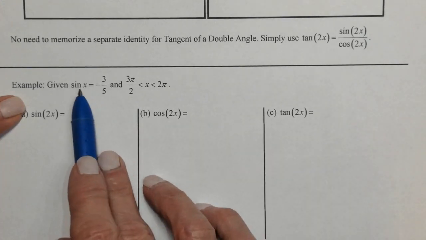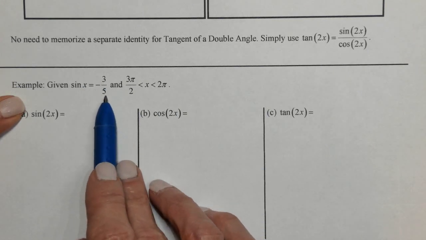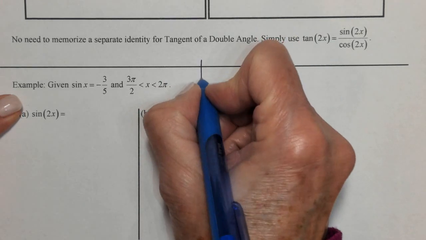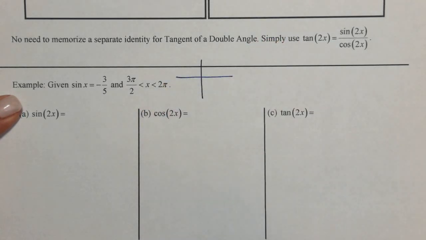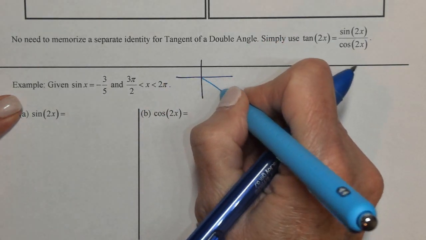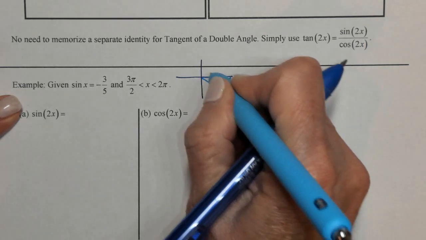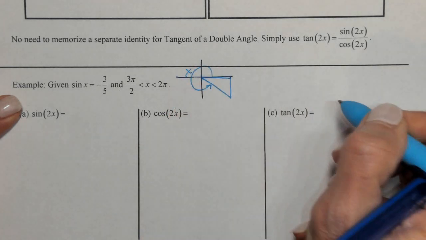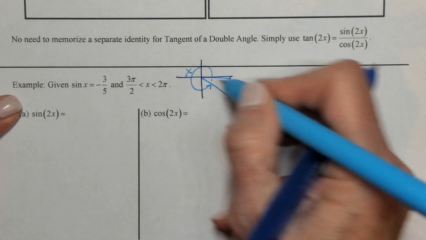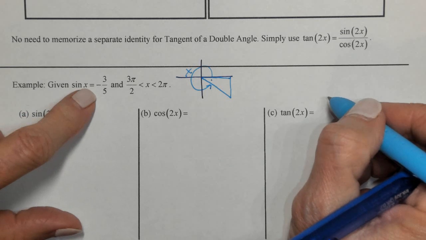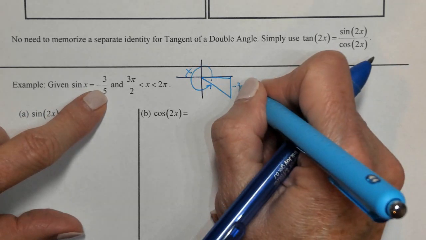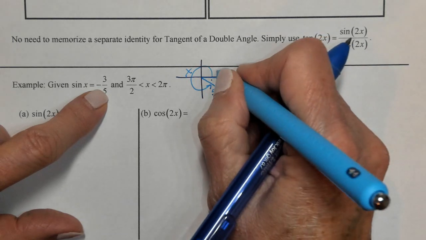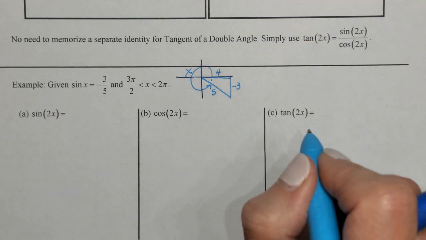Here I give you that sine of x is negative 3 over 5 and x is in quadrant 4. So here we are in quadrant 4, and here is my angle that they call x. So there's x. Here's the reference angle for x. Sine of x is negative 3 over 5, so negative 3 over 5, opposite over hypotenuse. That makes our adjacent side 4.